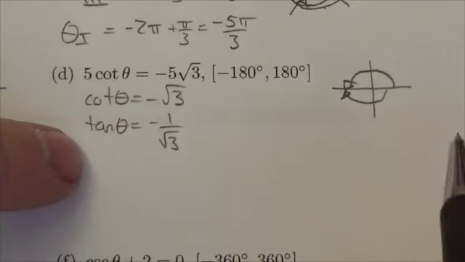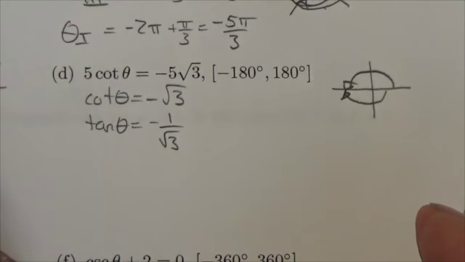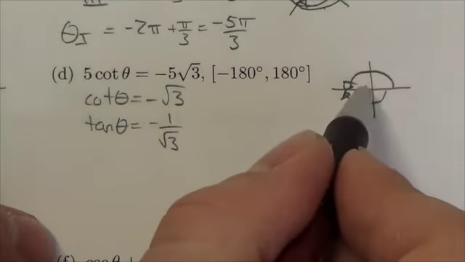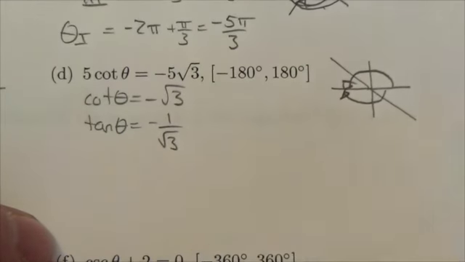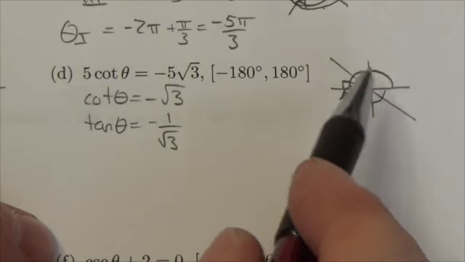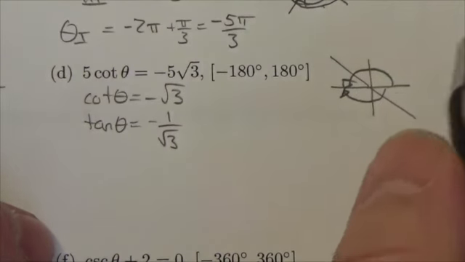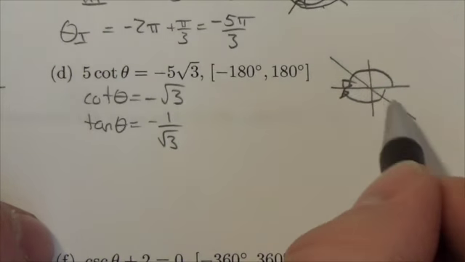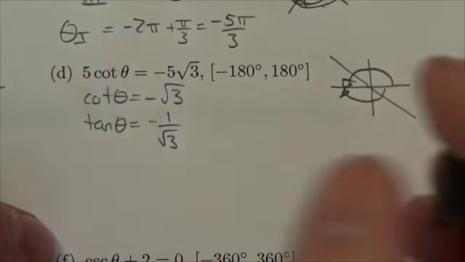Notice that tangent is negative, so I got to think, what two quadrants is tangent negative in? Well, tangent is negative in quadrant 2 and quadrant 4. Okay, so you can see right now how I'm outlining my two angles here. There's going to be this one positive angle and then this one little negative angle here.